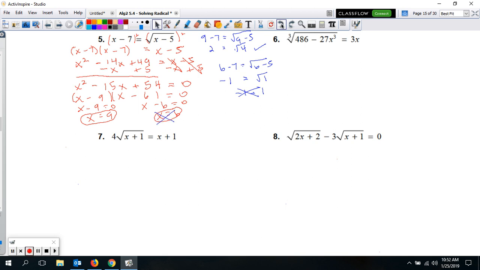So we call it an extraneous solution. That's called an extraneous solution then. So our one solution is 9. There's an extraneous solution of 6.